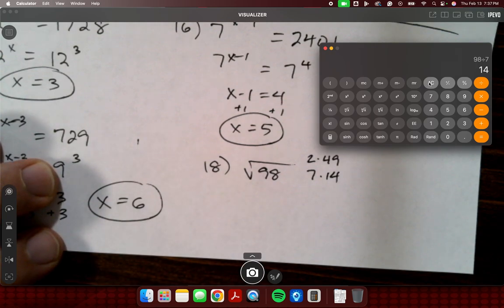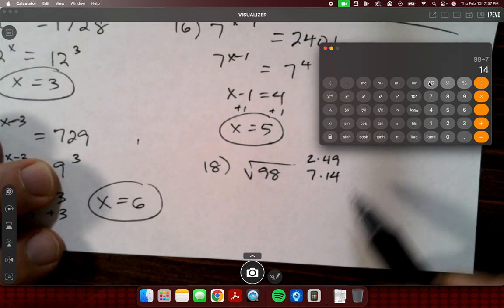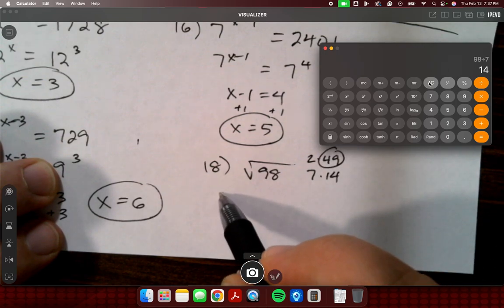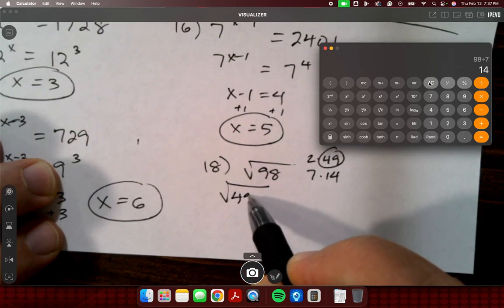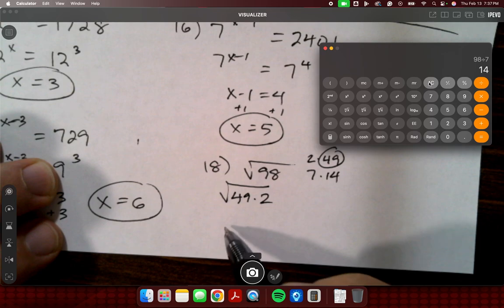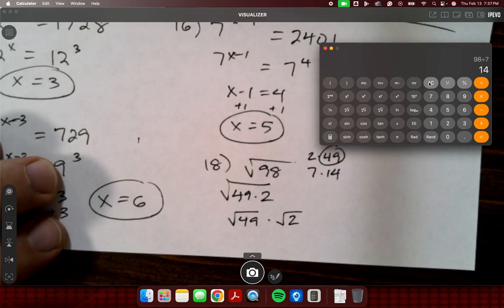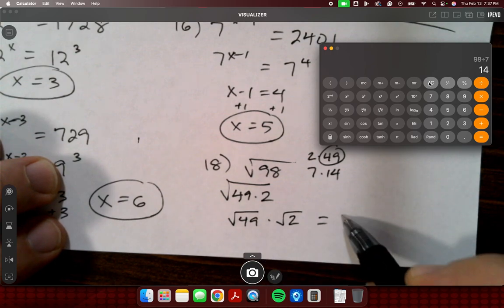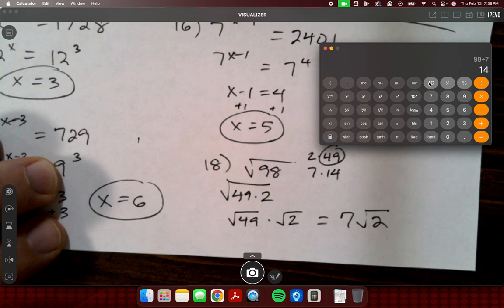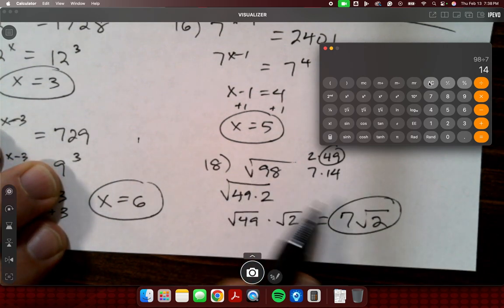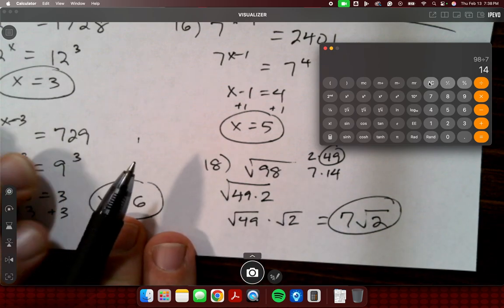So, as we look, the only perfect square is the 49. So we can change this to the square root of 49 times 2. And we're also allowed to split that into two different square roots. The square root of 49 is 7. And we can't take the square root of 2 evenly. It doesn't come out to a whole number, so we just leave it. And we get that the square root of 98 is equivalent to 7 times the square root of 2.